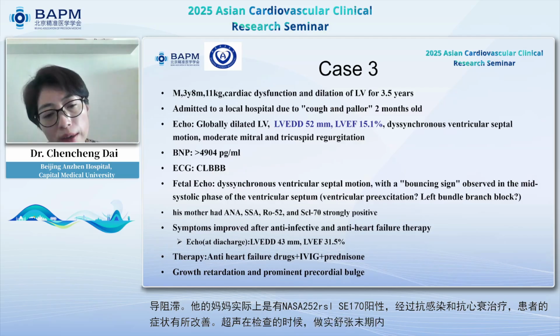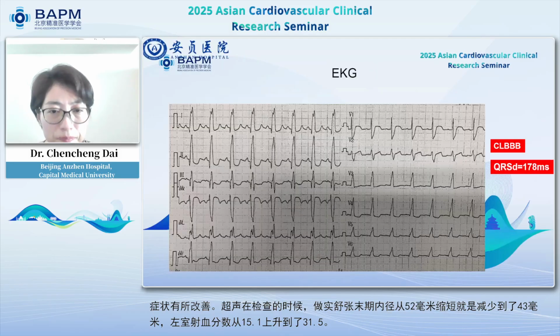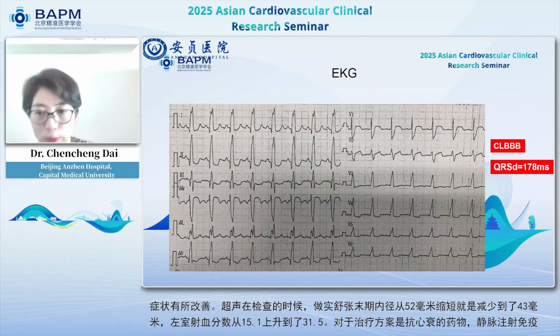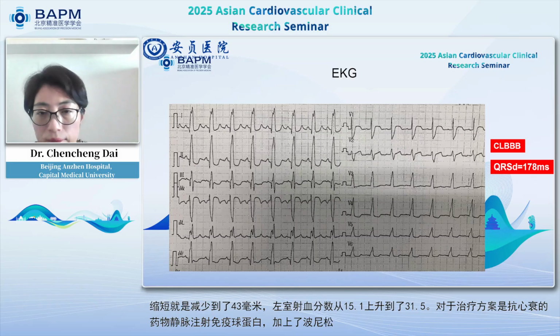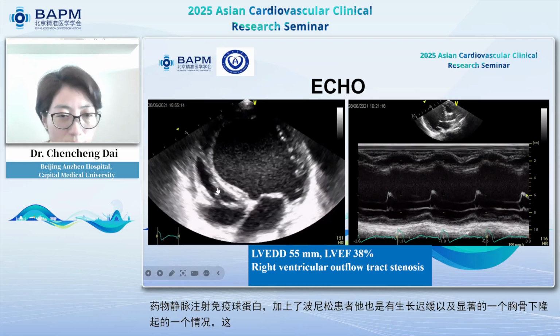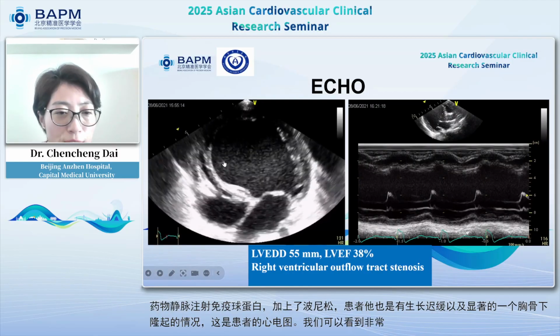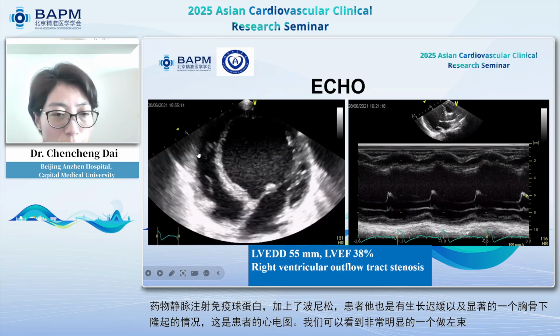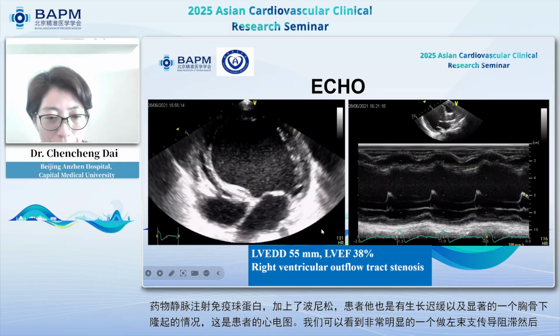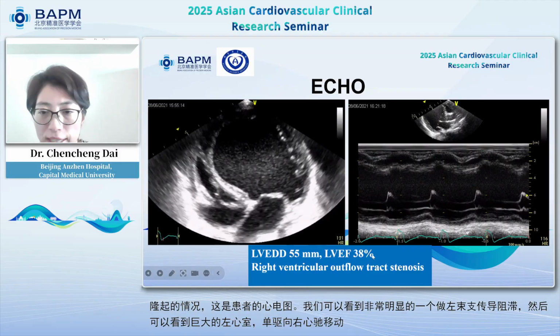When the boy came to me, growth retardation and prominent precordial bulge were very impressive. This is his EKG. See, left bundle branch block, and the QRS is very wide. This is the echo. We can see the huge left ventricle, and the septum moves towards the right ventricle. LVEDD is 55 millimeters, LVEF 38%.